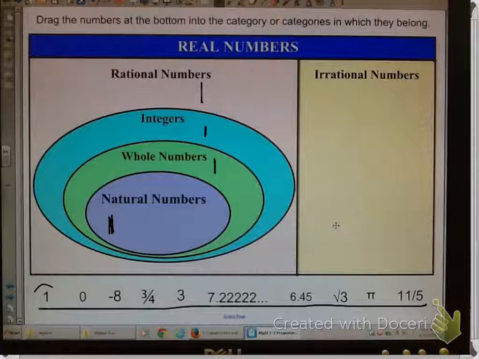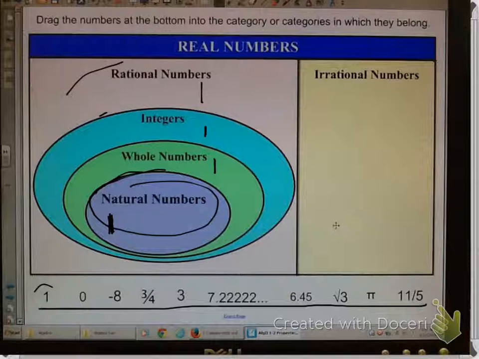Notice if you're in this column down here, that actually puts you in every other column. This is a Venn diagram of sorts. We've got the whole numbers, the natural numbers are inside of them. The natural numbers are also inside of the integers. The natural numbers are also included in the rational numbers. So if you're a natural number, then you're going to fall into every single category.